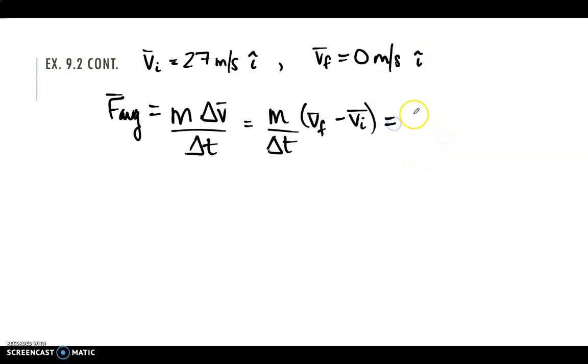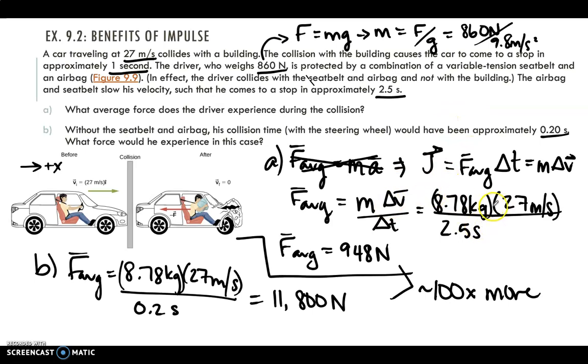So then this would be m over delta t times negative v sub i. This would be our average force here. When we go back, we notice that there is a negative that I have input there. So we should really put a negative in front of that 27 and an i hat on it. Same thing with this one here, negative and then i hat. That's the only thing that I quickly needed to fix right there.